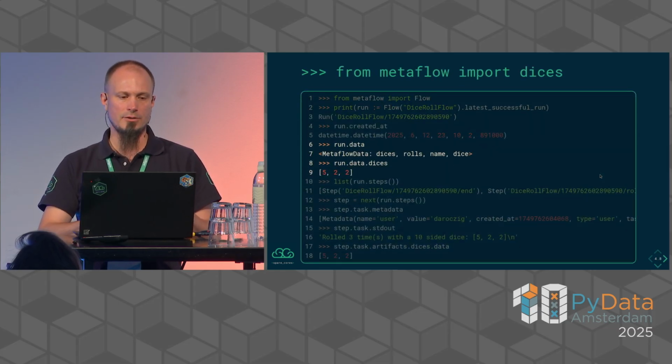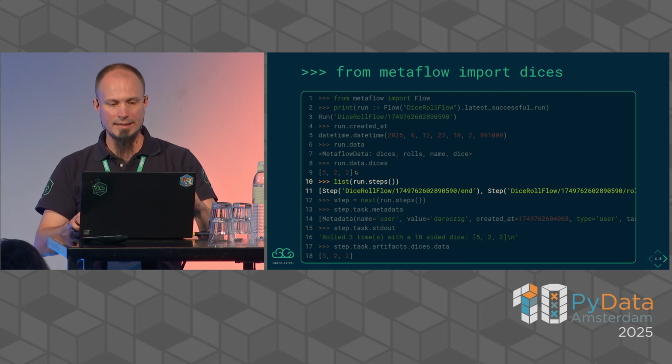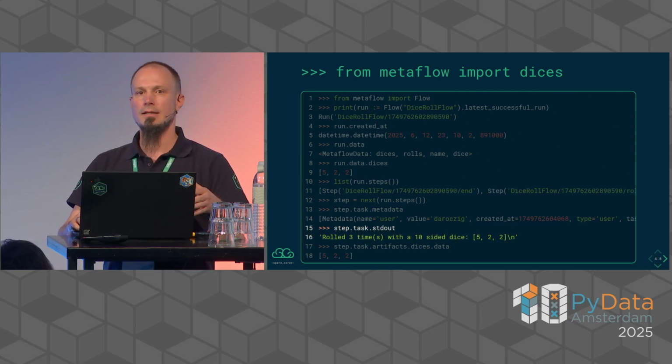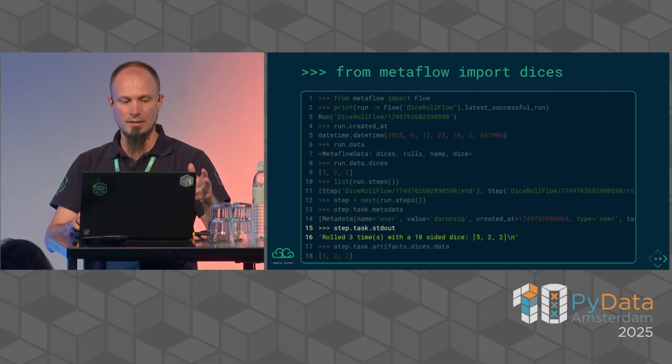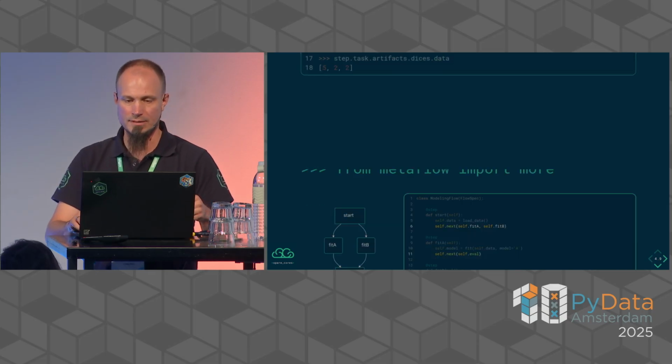And that's actually stored here as a list. You can also look up the separate steps of a workflow, look at the metadata of that. You can see the standard out, standard error, and all the tiny details of those tasks within the steps. And you can see different versions of the artifacts as well.